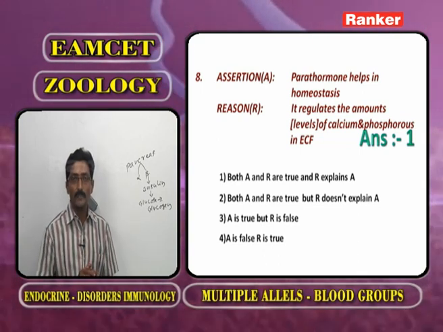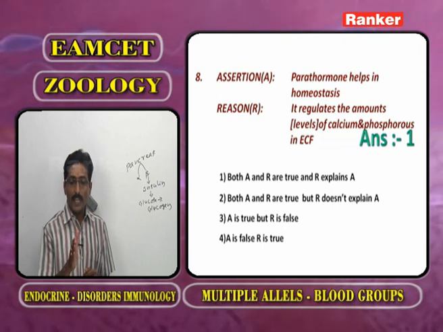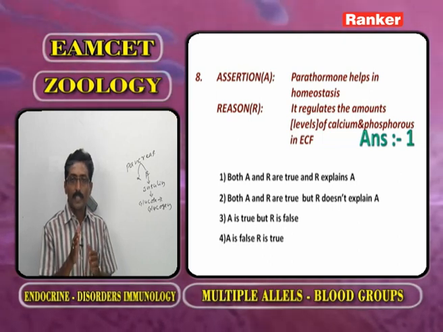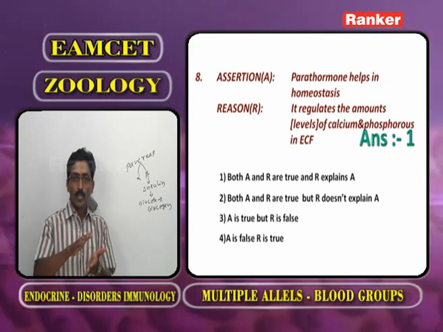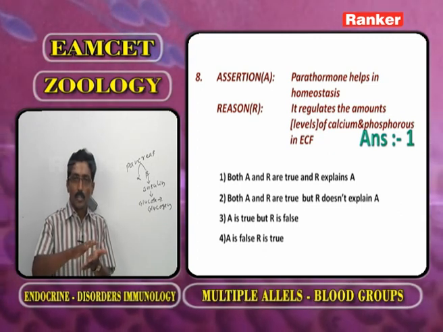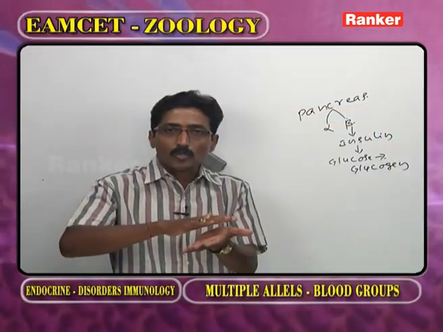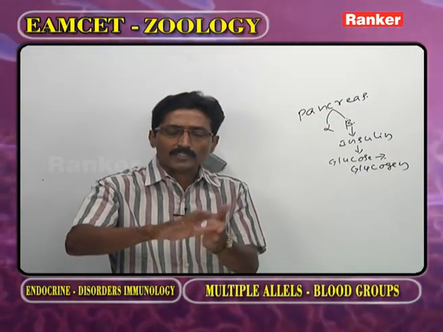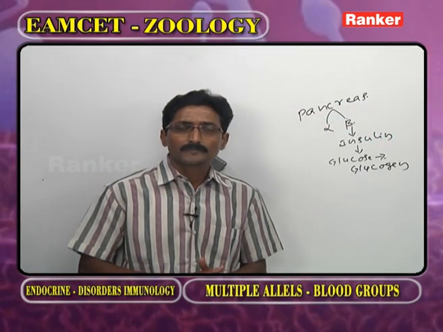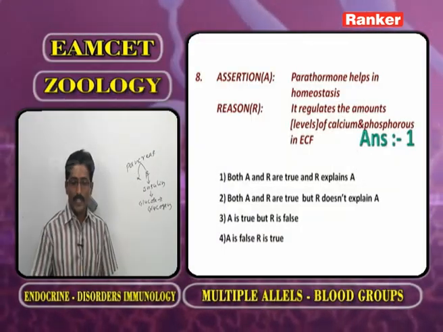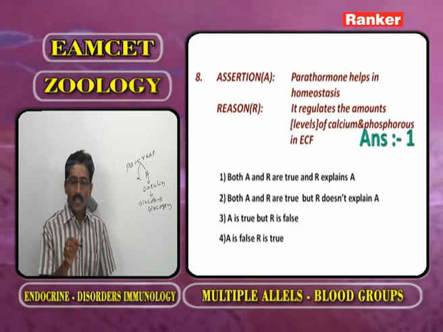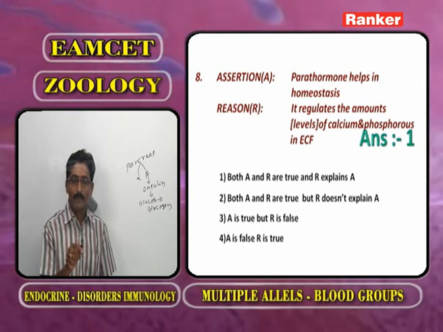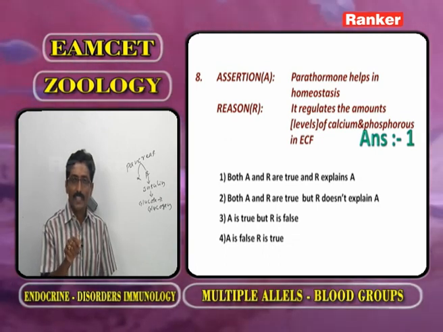Here we are asking, what is the assertion? Parathormone helps in the homeostasis. What is meant by homeostasis? To maintain water balance, to maintain salt balance, to maintain the solute balance, whatever it may be, it is correct. Now, what is the reason? It regulates the amounts or levels of calcium and phosphorus in the ECF.